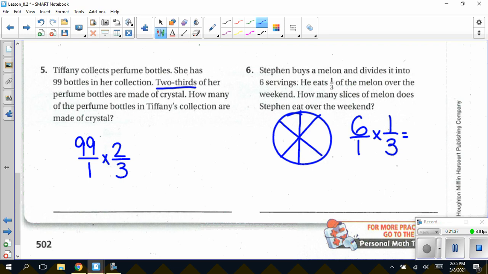Again, you can cancel or do top times top, bottom times bottom, and then simplify to get your final answer. So you can either color the picture in to figure out how many slices would make up 1/3, or do the multiplication. If you have any questions on this homework assignment, let us know. Thanks.